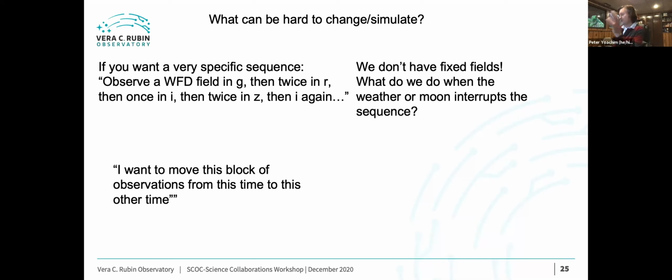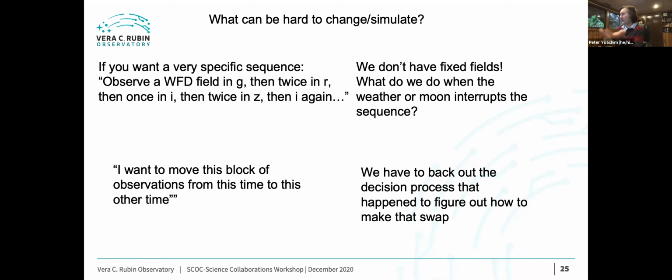The other thing that's difficult is if you say, oh, I see these observations here, I want to move them to this other block of time. And that can be hard because we have to go back through the decision process and figure out, why did it decide to put that block there, and how do we undo that? So that can be hard to disentangle.